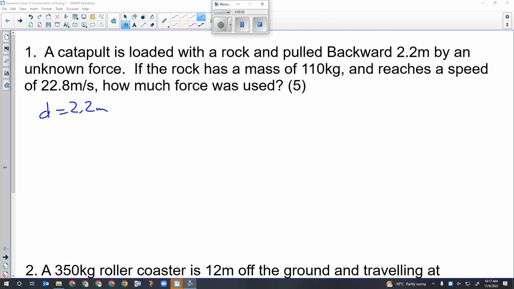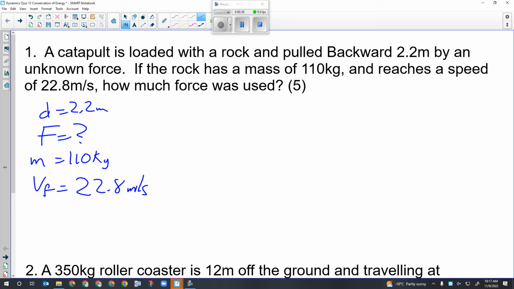Okay, so it's pulled back a distance of 2.2 meters by an unknown force. The rock has a mass of 110 kilograms and reaches a speed of 22.8 meters per second. Would that be VI or VF? VF. What would VI be? 0. We have to get that from the context of the question. A loaded catapult isn't moving, so the initial speed would be 0 meters per second. So how much force was used?